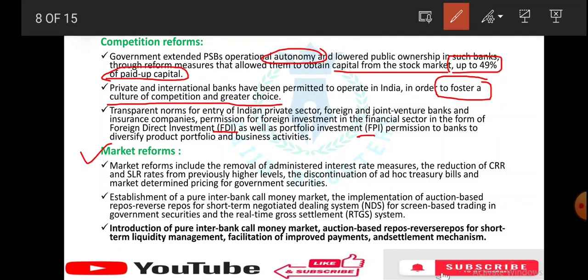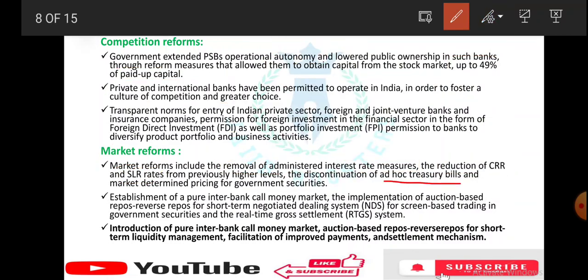Next, coming to market reforms. Market reforms include the removal of administered interest rate measures and also reduction of CRR and SLR rates from previously higher levels, discontinuation of ad hoc treasury bills, introduction of a pure interbank call money market, and also the implementation of auction-based repos and reverse repos for short term, negotiated dealing system for screen-based trading, and also the RTGS system. These all come under market reforms.